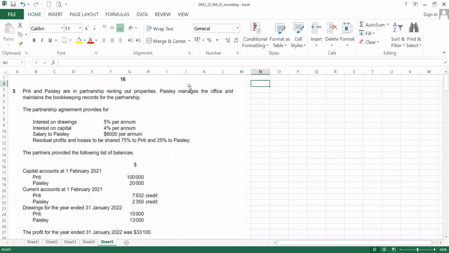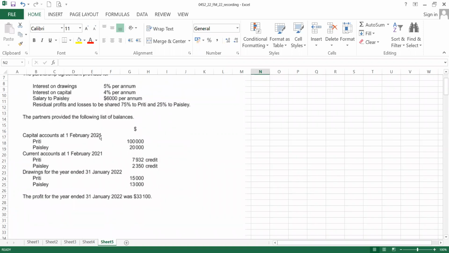The last question, partnership. Pretty and Parsley are in partnership renting out property. Parsley manages the office and maintains the bookkeeping record for the partnership. Interest on drawing, interest on capital, salary. Residue is 75% Pretty and 25% Parsley.